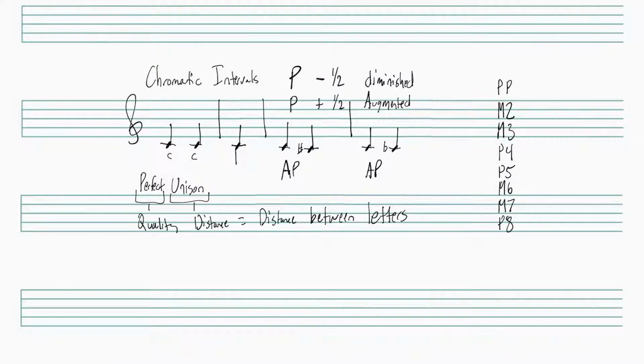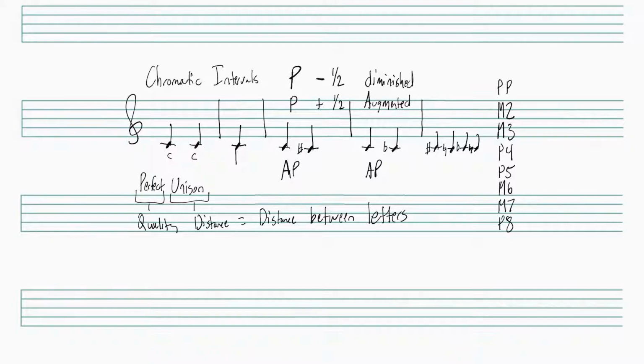And then you can also choose the first note and alter it. So if you had C sharp to C, I have to use the natural sign here to make that be a C again. Or if you had C flat to C, again using the natural sign to cancel that flat. Those are all going to be augmented primes.